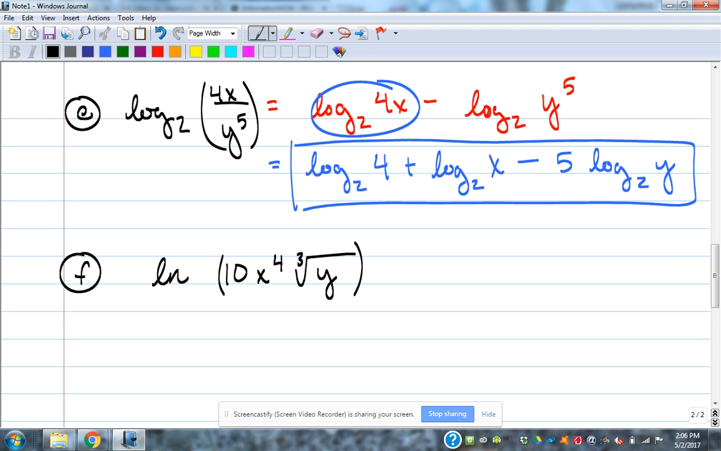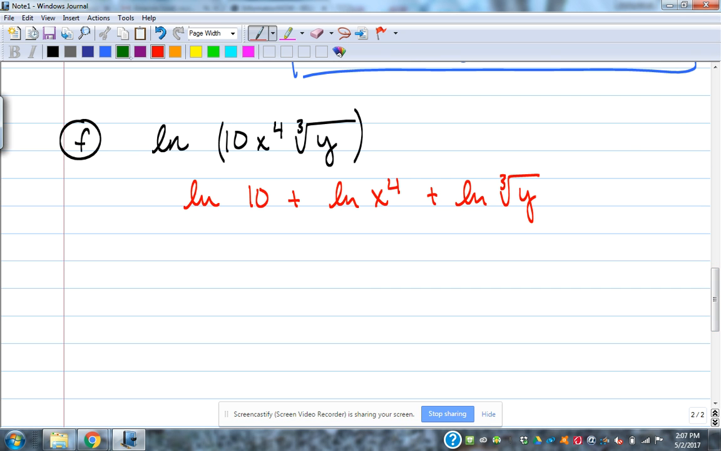So what's going on between everything inside of that log? Multiplying. So the expansion of that would be addition. So everything's going to split apart into addition. So that's natural log of 10 plus natural log of x to the fourth plus natural log of the cube root of y. What's that equal? What else can happen? Okay, 4 drops in front, Alexis.